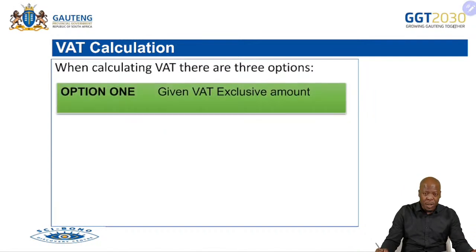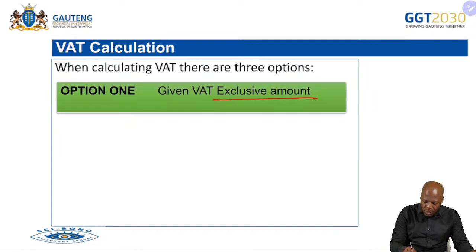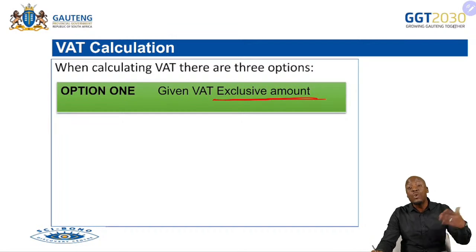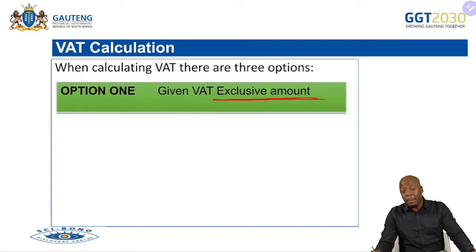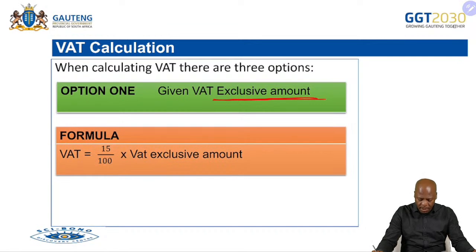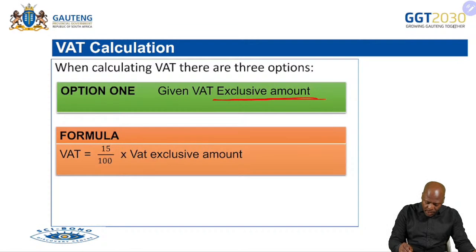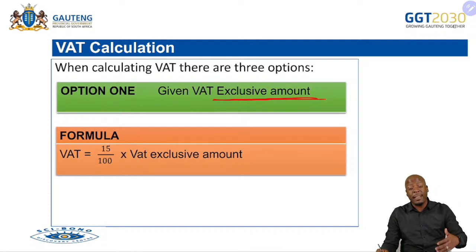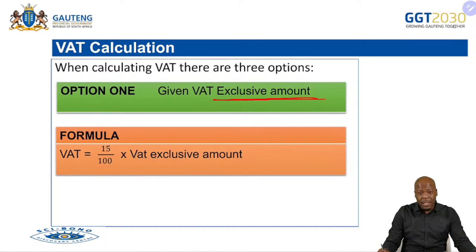Let's look at option number one. When we are given the VAT exclusive amount, that is the amount that does not include VAT, our formula becomes very easy. Remember, this is what we want. Here, I'm going to talk about the UK method. The UK method simply says what you want over what you have times what you have. I'm going to write it down in a short while.